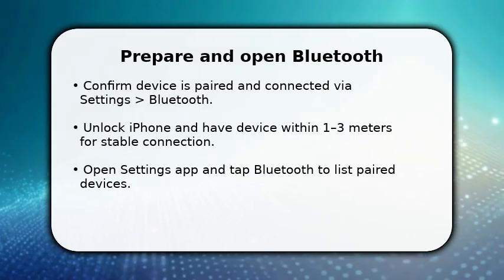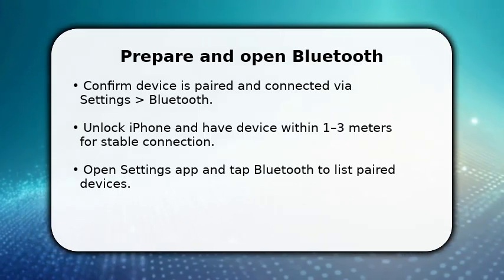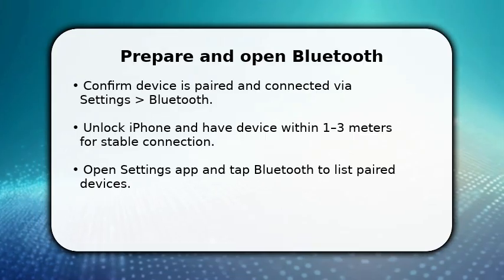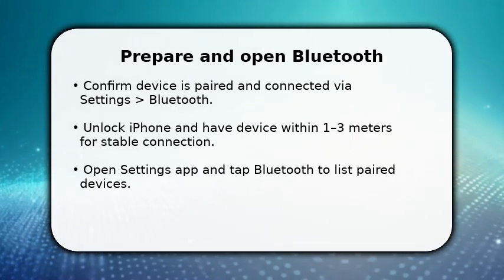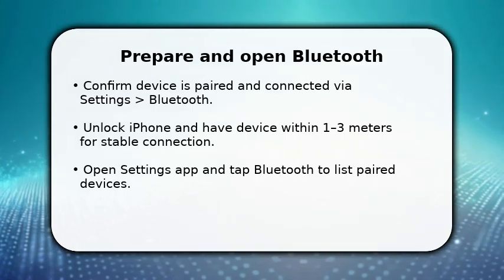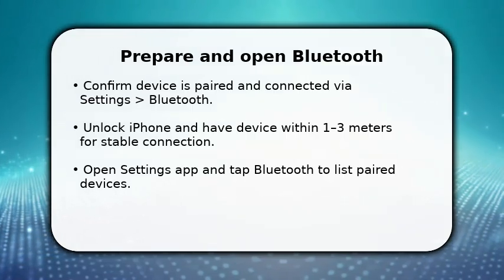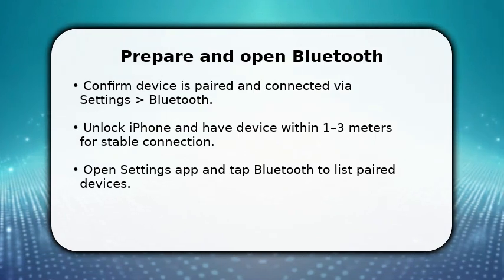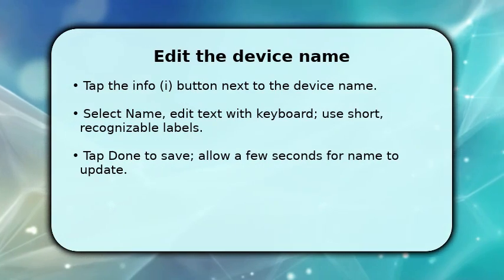Locate the device name in the list and tap the small info icon. That opens that device's detail screen. This step is necessary because the name field only appears when the phone recognizes an active pairing, so don't skip confirming connectivity first. Now you'll change the name itself.